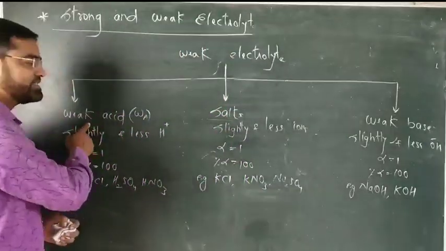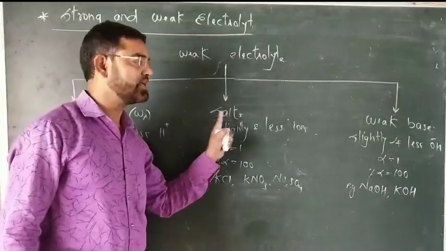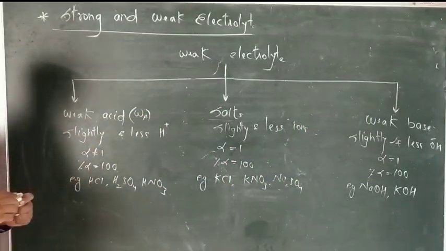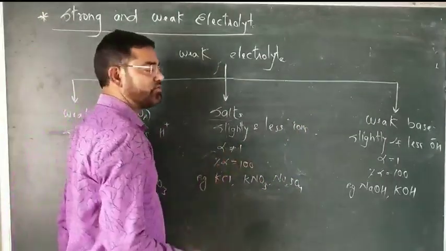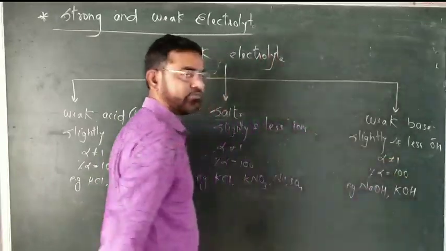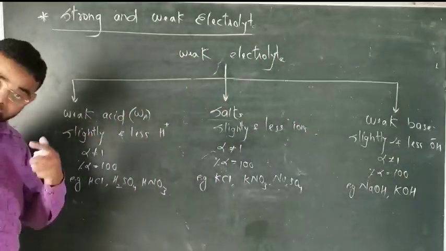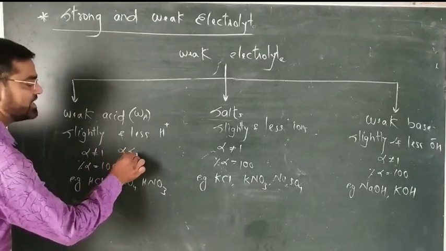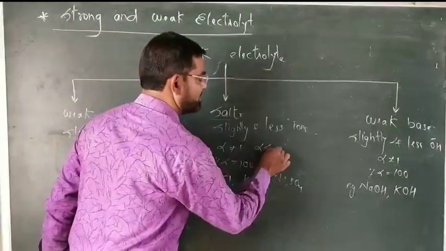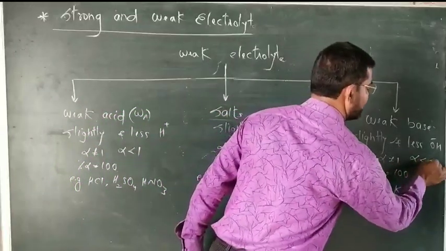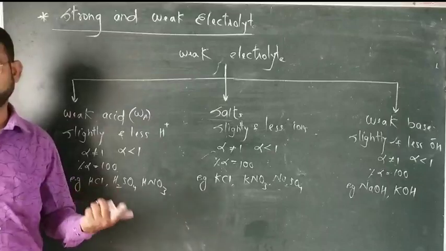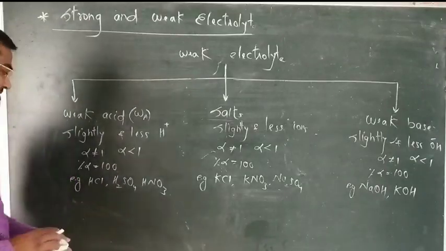For weak acid, for such salts and weak bases, alpha is not equal to 1. Means if not equal to 1, always less than 1. Means here alpha is less than 1. It may be 90%, it may be 80%, 60%, etc.